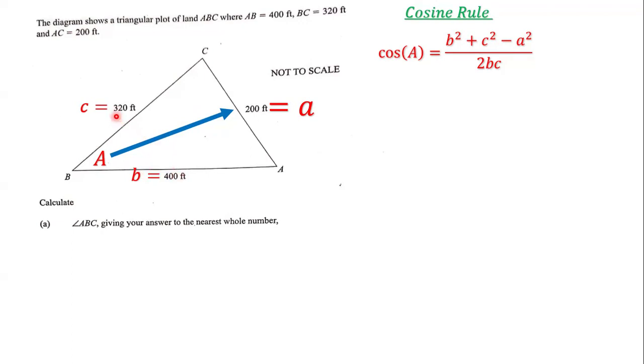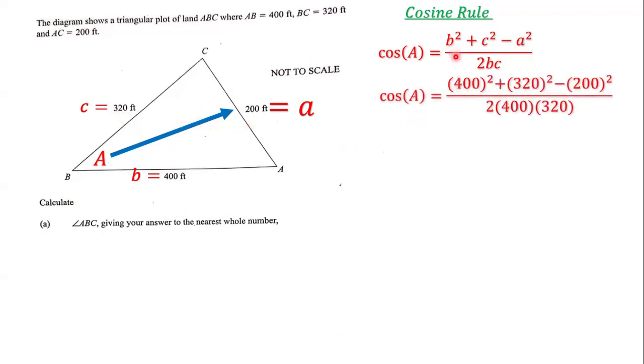Now that we have already labeled our triangle, we're going to substitute our values. So cosine of A is going to be equal to, notice that b is 400, c is 320, a is 200. And so we substitute all of our values in. Let us compute the numerator, 400 squared plus 320 squared minus 200 squared, and that gives us 22,400. And for the denominator, we get 2 times 400 times 320, and that gives us 256,000. So cosine of A is equal to this fraction.